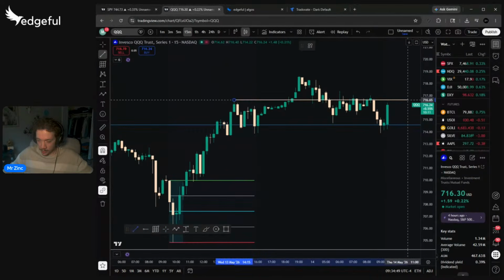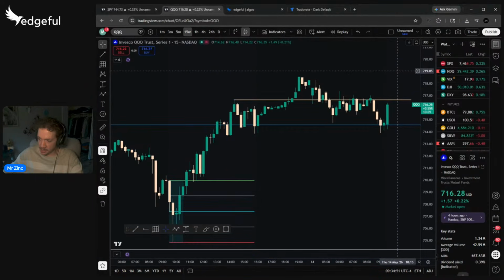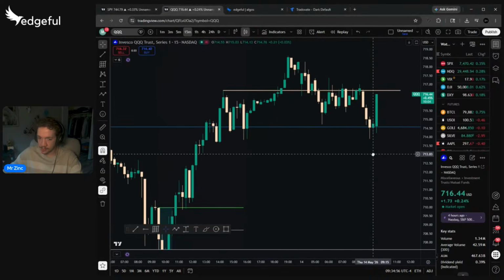I don't trade the open, so sorry if we missed anything. Does Lucid allow algos? No, they do not. Almost no prop firms allow you to trade algos on them. There's very, very few.